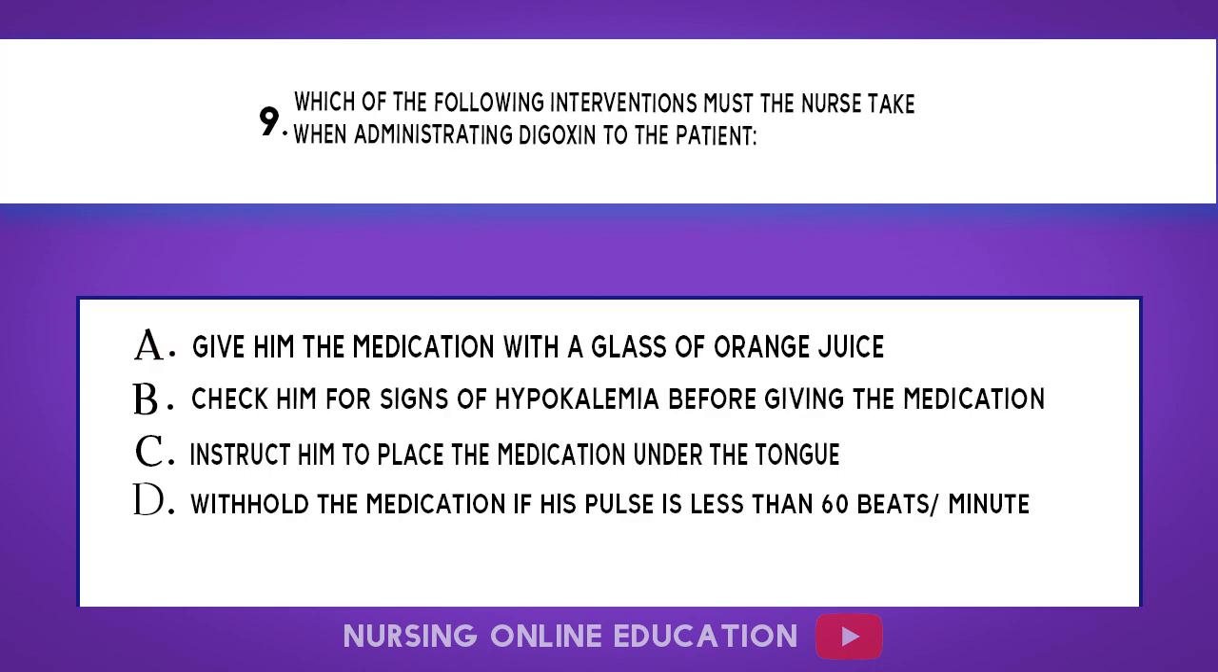9. Which of the following interventions must the nurse take when administering digoxin to the patient? A. Give him the medication with a glass of orange juice. B. Check him for signs of hypokalemia before giving the medication. C. Instruct him to place the medication under the tongue. D. Withhold the medication if his pulse is less than 60 beats/minute. The answer is option D. Withhold the medication if his pulse is less than 60 beats/minute.